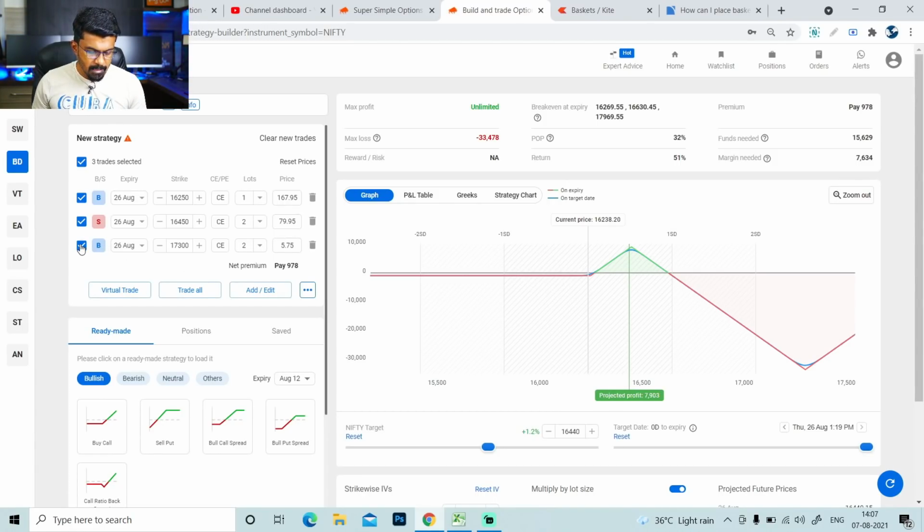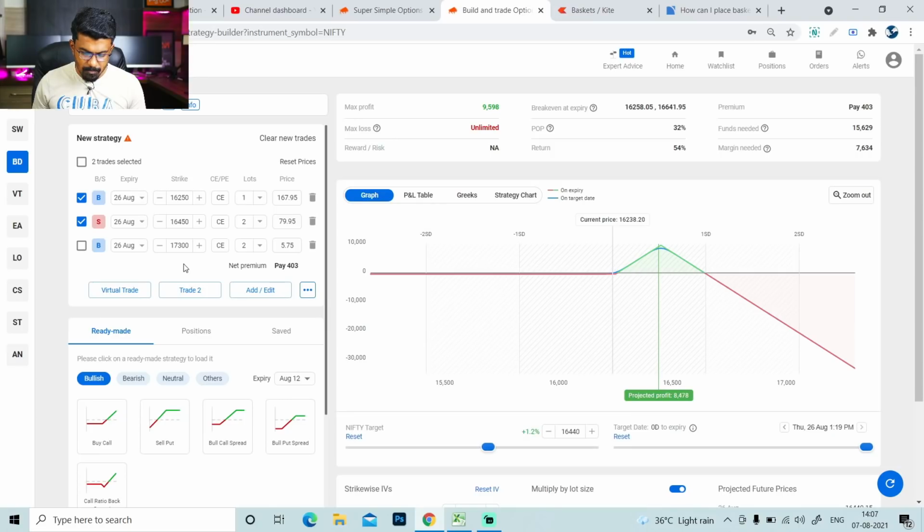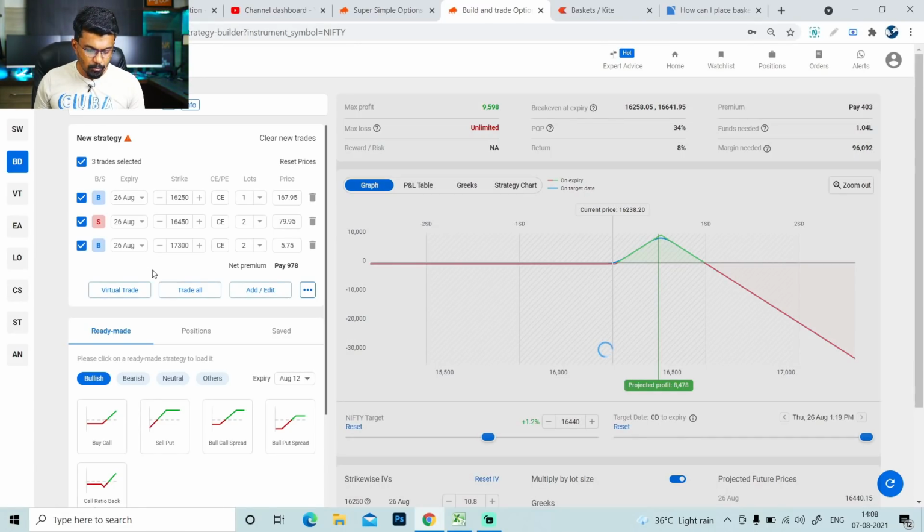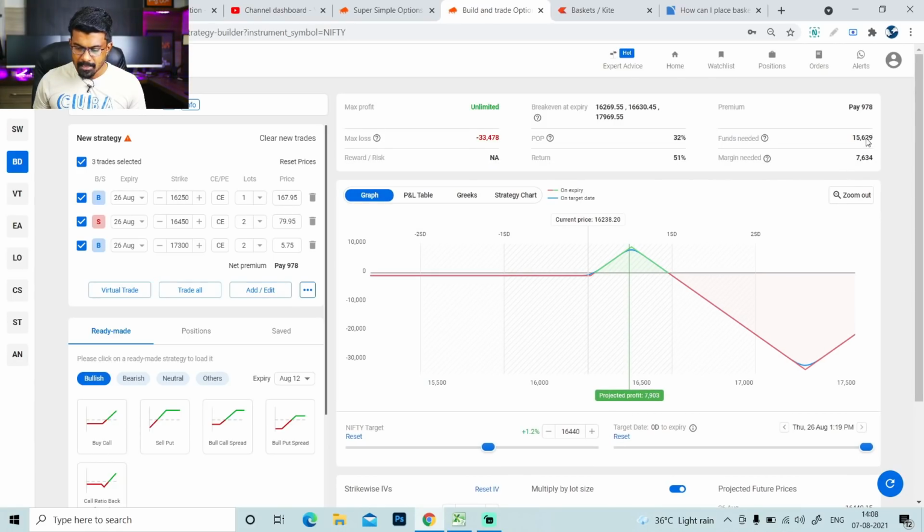Now the margin requirement for this ratio spread is around 1.04 lakhs. Now I want to reduce the margin, right? So what I am doing is going to the 17,300 call option and buying 2 lots. See, the margin required has reduced from around 1 lakh to say 7,600.